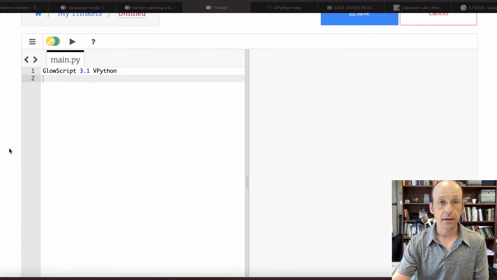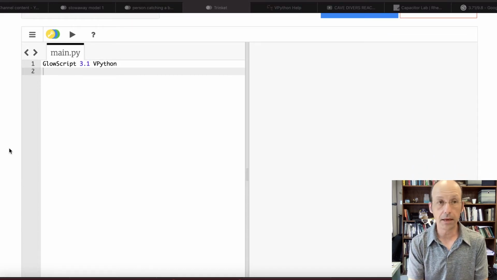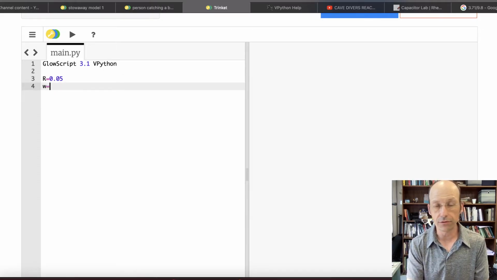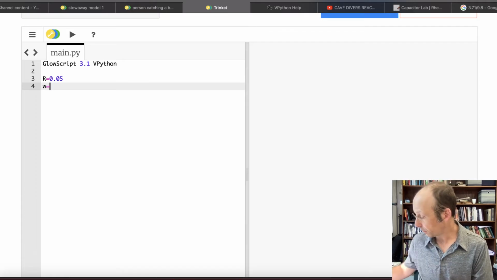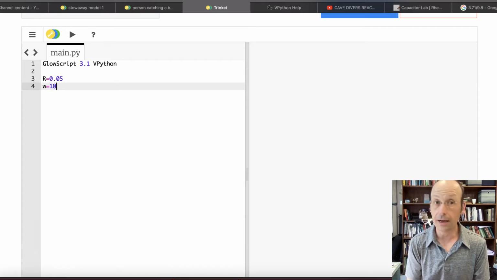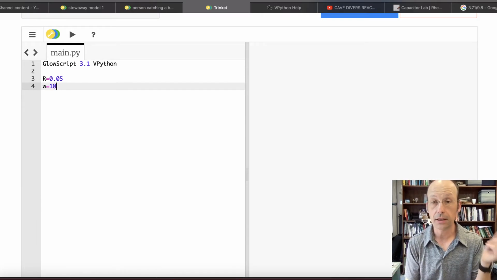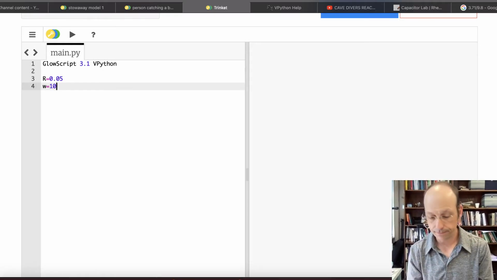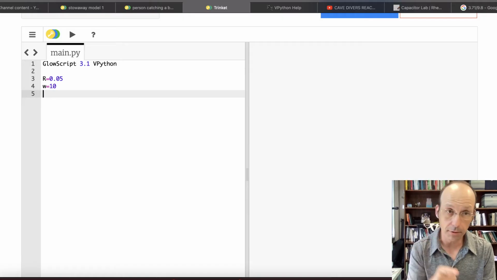It's just Python in a web page. So I'm going to type in my initial conditions first. I had r equals 0.05. Omega, I'm just going to use w. Omega, what did I say that was? 10. And I don't want to put units here, because if I put units, then Python doesn't understand that that's a number. Python's not that smart. You've got to be smart.